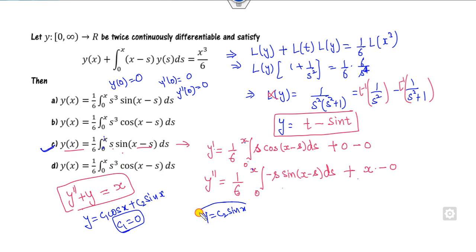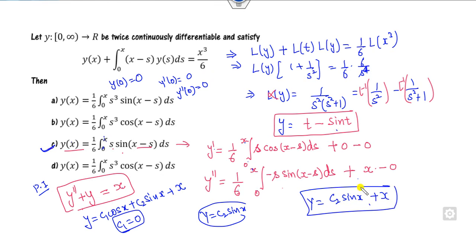And because of this x, what is the particular integral? So the particular integral is x. So what is the right answer of this? c2 sin x plus x. You can see it clearly matches. If you take the first derivative at 0, you will get c2 as minus 1. Because this is the s cube, it can never be of polynomial degree. So that's why this is the answer. The rest of the options are cancelled.